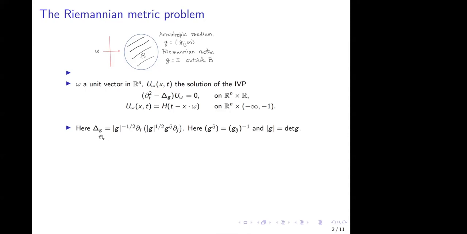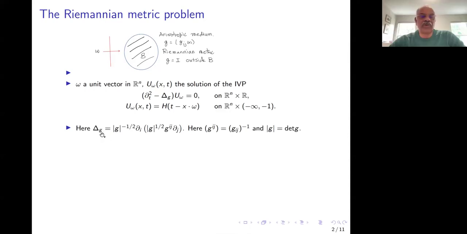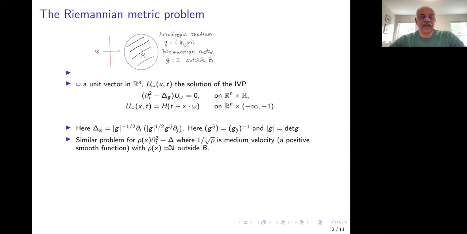And here, Δ_g is the Laplace-Beltrami operator, which is given by this form in coordinates. Here g_ij is the original metric, g^ij is the inverse, |g| is the determinant of g, and this is the Laplace-Beltrami operator.